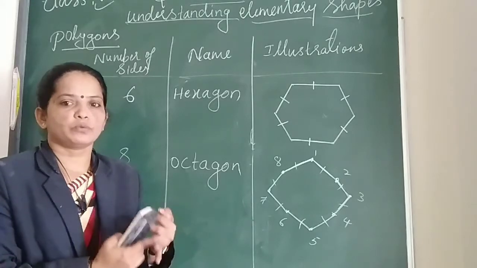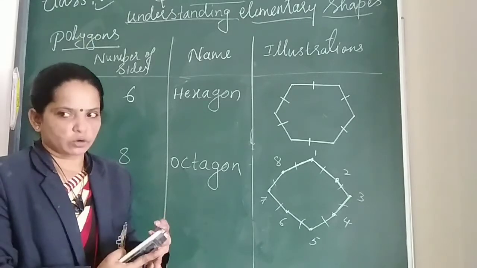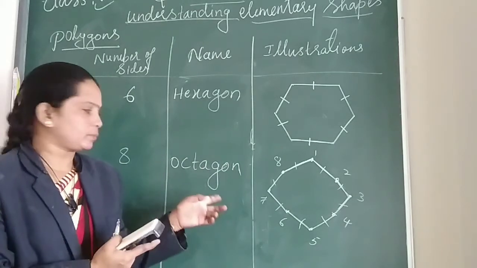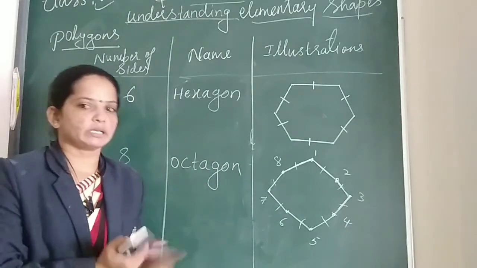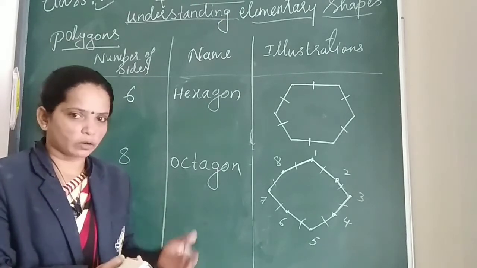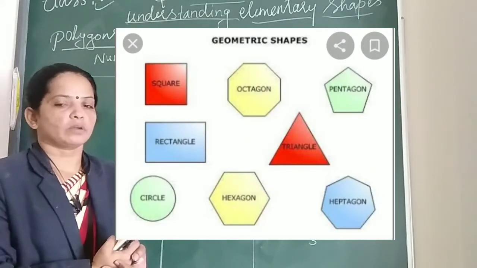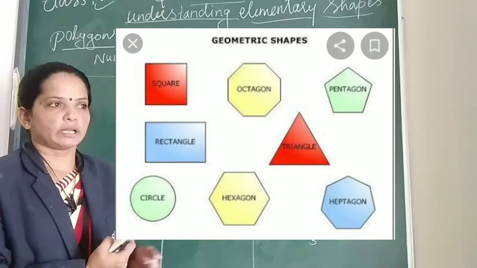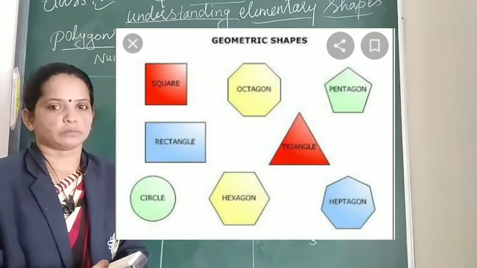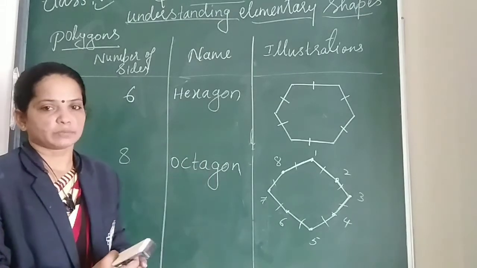Based on the number of line segments, we give the names for the polygons: 3-sided polygon, triangle; 4-sided polygon, quadrilateral; 5-sided polygon, pentagon; 6-sided polygon, hexagon; 8-sided polygon, octagon; 7-sided polygon is called a heptagon; then 9-sided polygon, nonagon; 10-sided polygon is called a decagon. Decagon means 10 line segments. This is the types of polygons based on line segments.